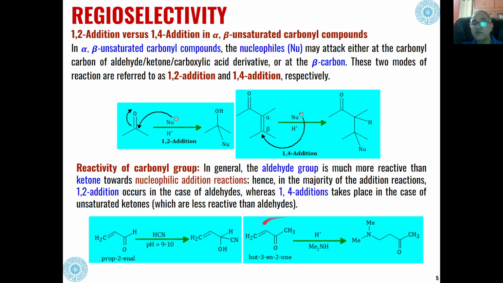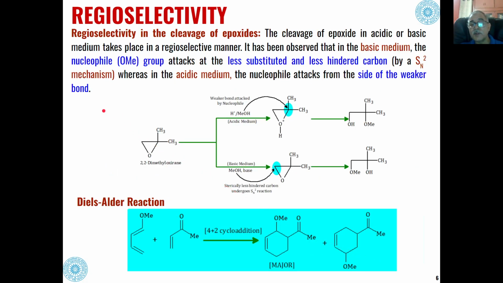And similarly, if the corresponding ketone is there, then the nucleophilic addition reaction takes place as 1,4 addition. So in this way you can see that we can differentiate between 1,2 addition and 1,4 addition. These two types of reactions are examples of regioselective reactions.